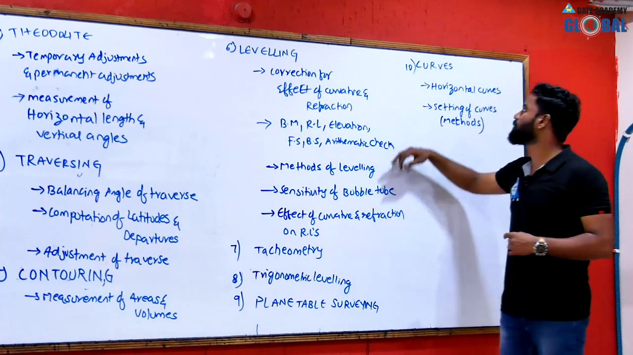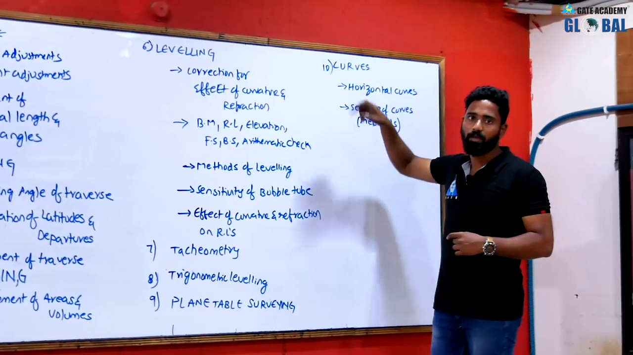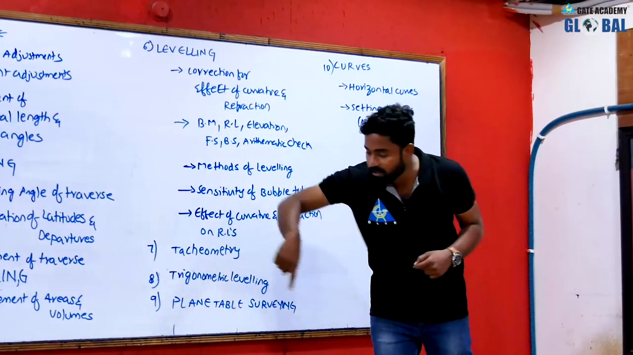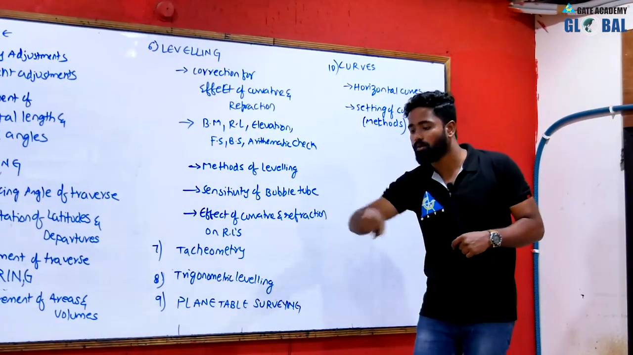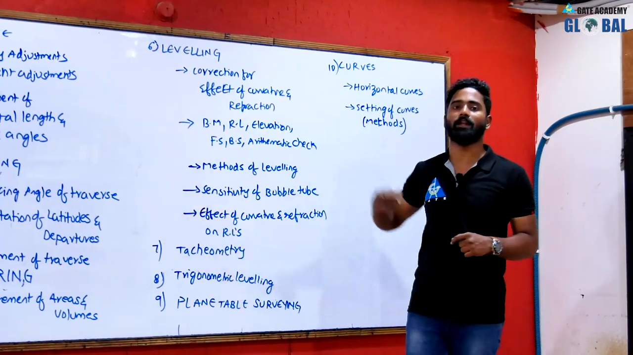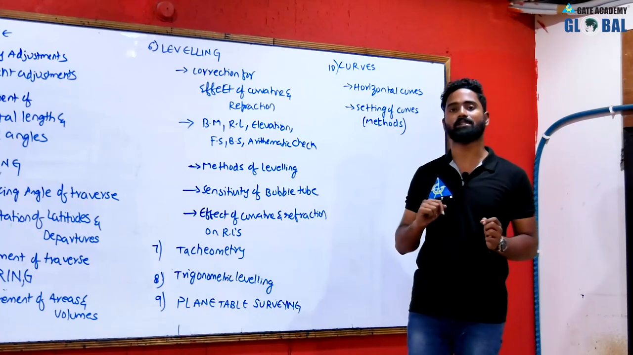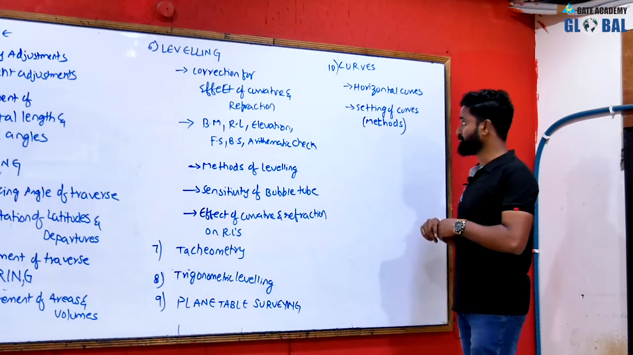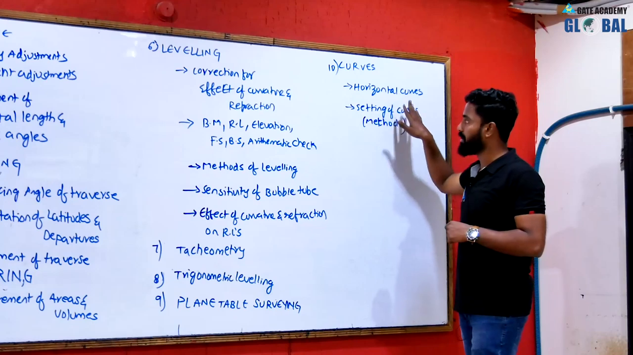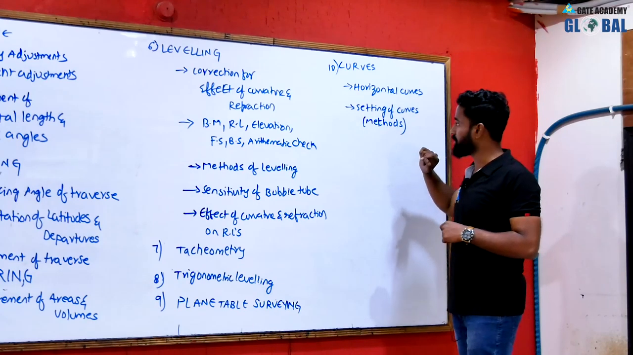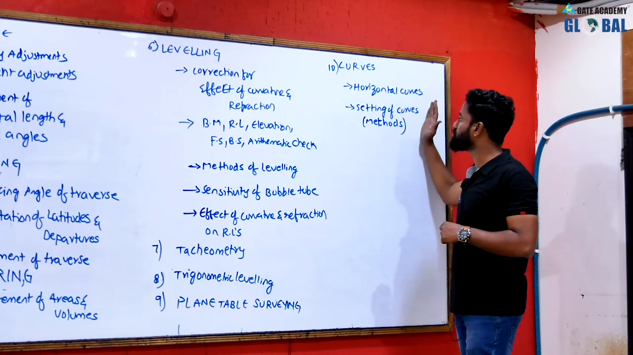Next, coming to curves. Curves could be horizontal curves. Horizontal curves means like this, and it could be vertical curves, summit and valley curves. So in horizontal curves there could be simple curve, compound curve, reverse curves. So these are horizontal curves. We'll be discussing horizontal curves over here.